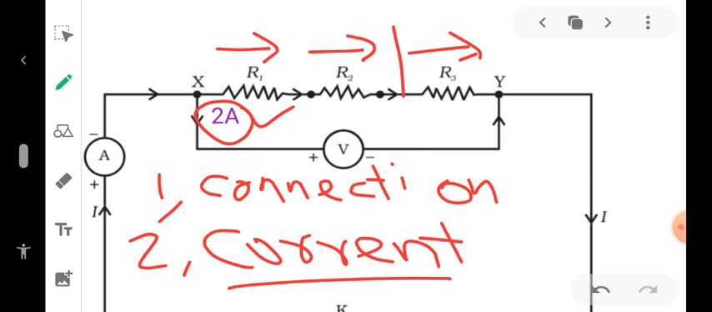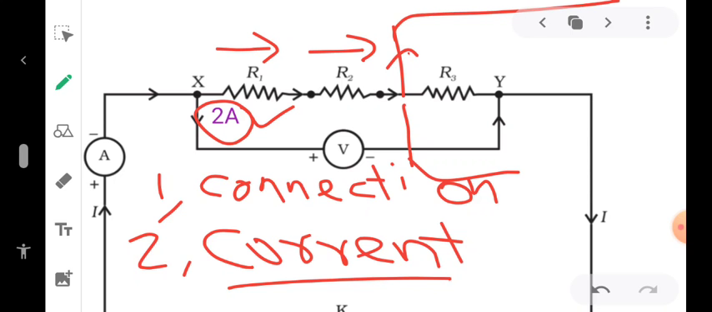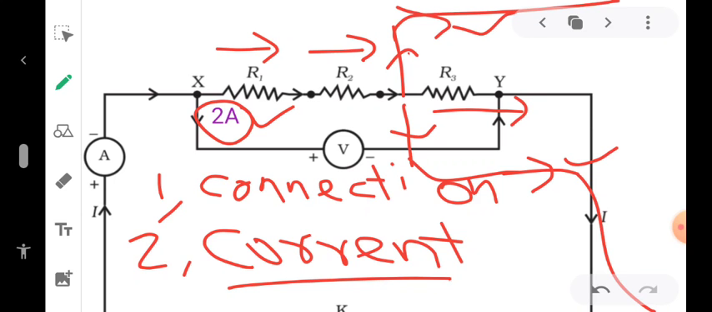If there is an interconnection between resistor 2 and resistor 3, what will happen? Some amount of current will flow through this connection and it will go somewhere. So out of 2 ampere, say 0.5 ampere is going out here and 0.5 ampere is going out here. What is remaining? 0.5 plus 0.5 is equal to 1 ampere. What is remaining out of 2 ampere? 1 ampere. So 1 ampere current will flow through resistor 3.